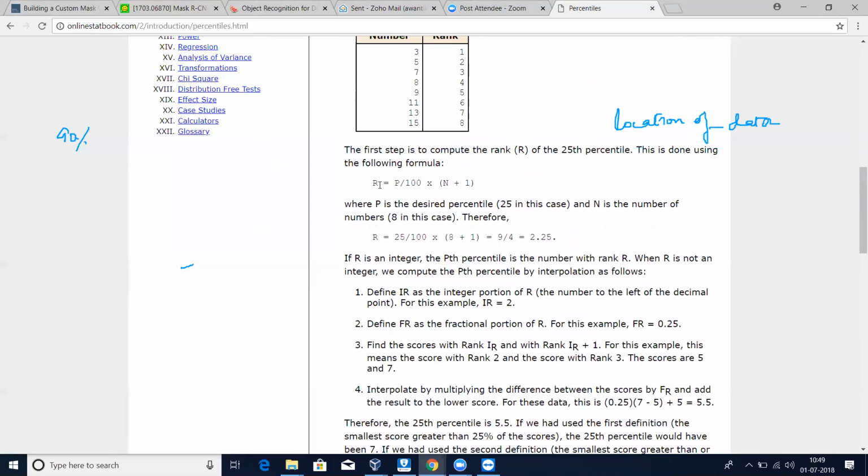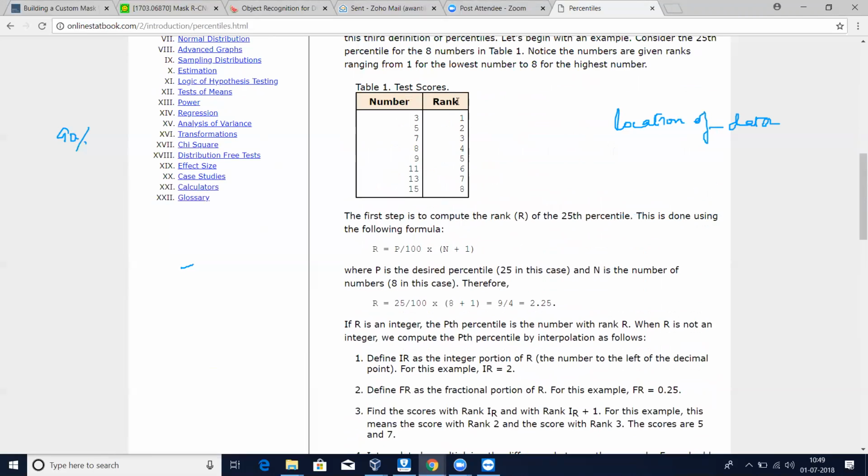Okay, so here you can see the first step is to compute the rank of the 25th percentile. This is the data, and this is the rank. So you want to calculate the 25th percentile. You do 25 divided by 100 into n, which is your total number of ranks, 8, plus 1, so 2.25. So the 25 percentile will be probably somewhere here.